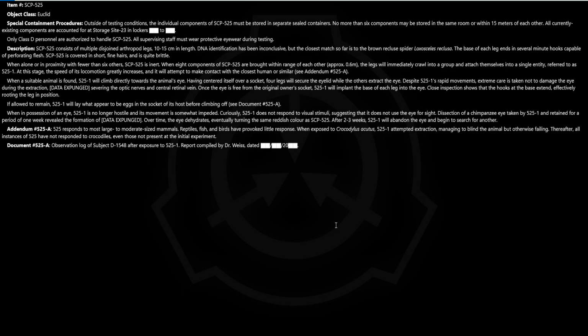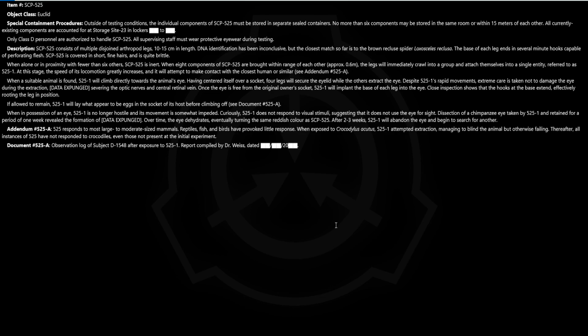All currently existing components are accounted for at Storage Site 23 and Lockers 2. Only Class D personnel are authorized to handle SCP-525. All supervising staff must wear protective eyewear during testing.